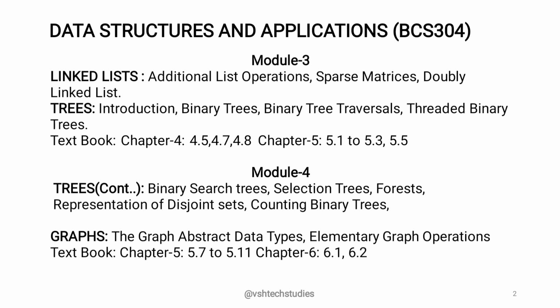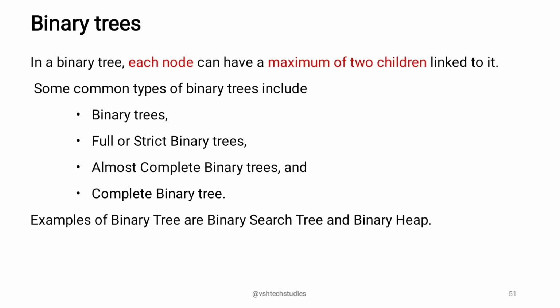The trees topic comes in module 3 and continues in module 4. Binary trees is one of the topics in trees. A tree in data structures has nodes and links. Nodes means the memory locations which hold the data, and these memory locations are linked to one another. So in a binary tree, each node can have a maximum of 2 children linked to it.